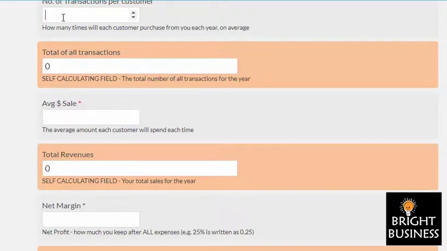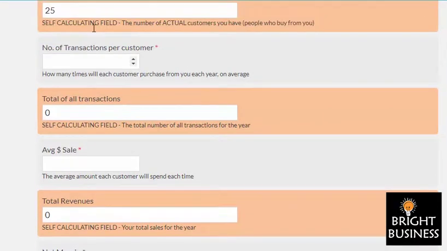Now, how many times will each customer purchase from you on average? Let's say some buy more often and some buy less often, but on average they come back twice. So now we've got 50 transactions.